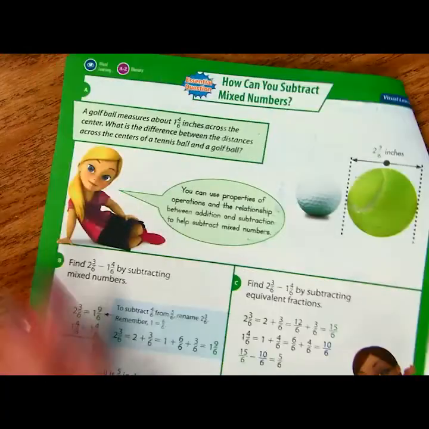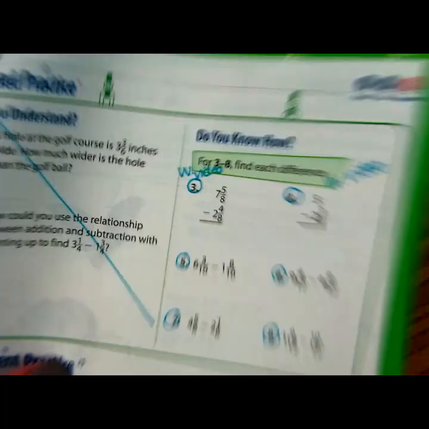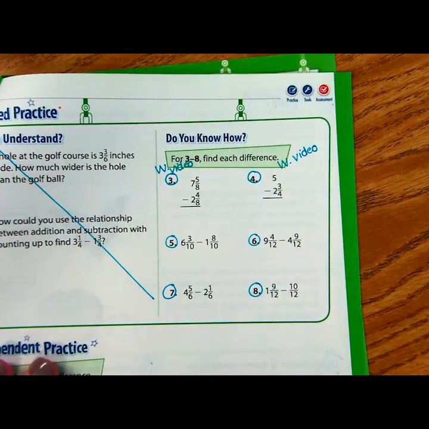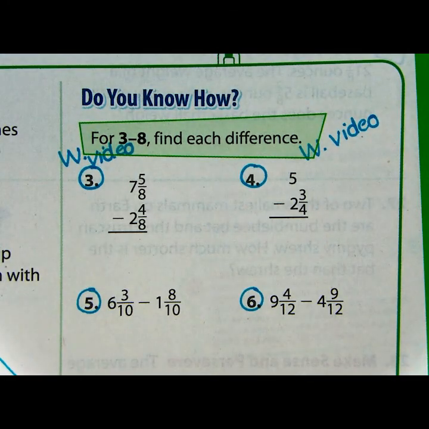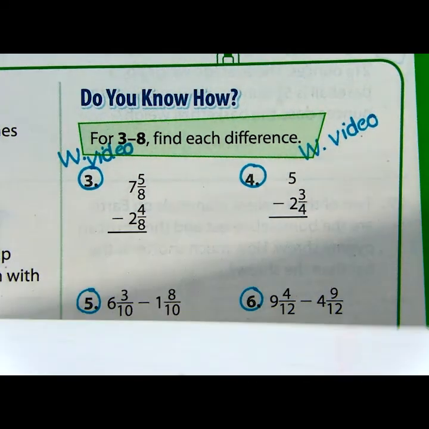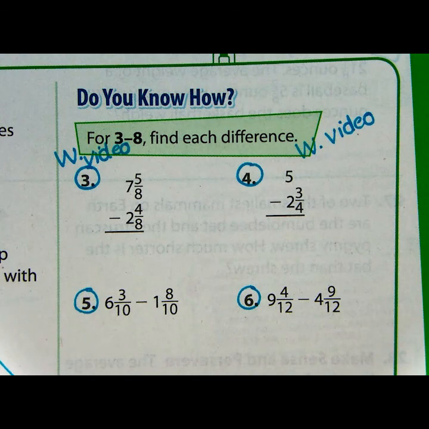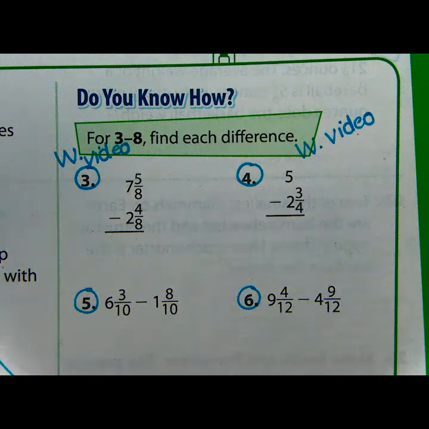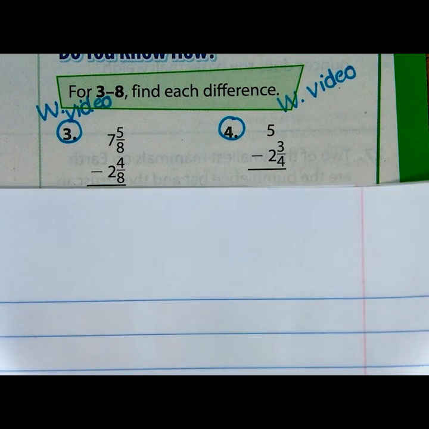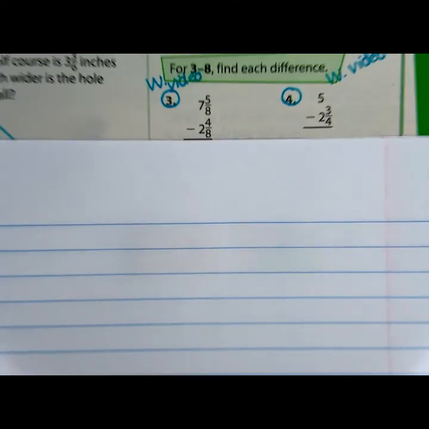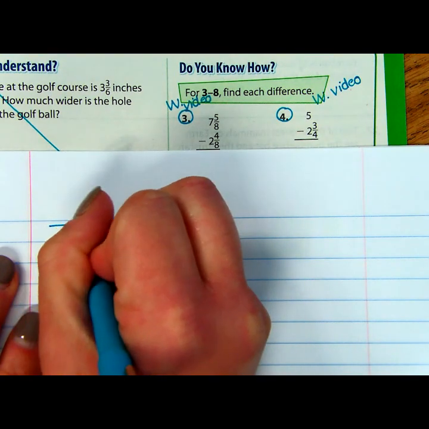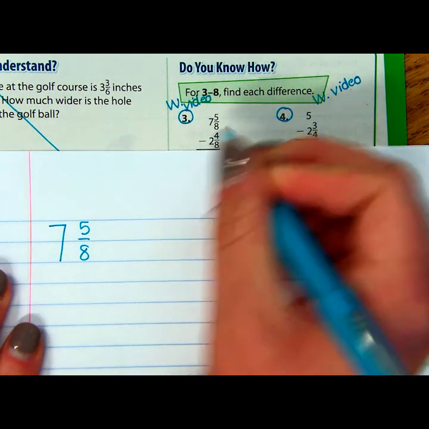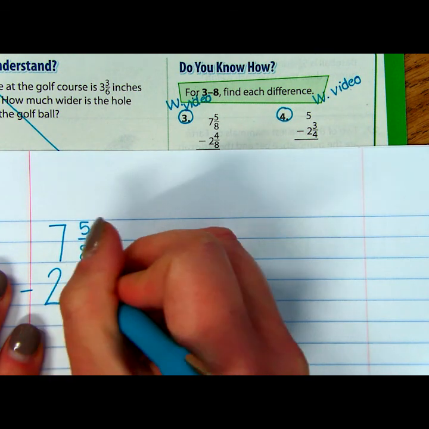We're not going to do this problem. We're going to skip over to page 367, and we have 2 problems that we're going to talk about. They're right here, number 3 and number 4. So for question number 3, I'm going to go ahead and rewrite that problem for you guys. Again, they really don't give you enough room, and I really hope that as you're working through these problems, you guys are taking the time to rewrite them as well. This problem is 7 5/8 minus 2 4/8.